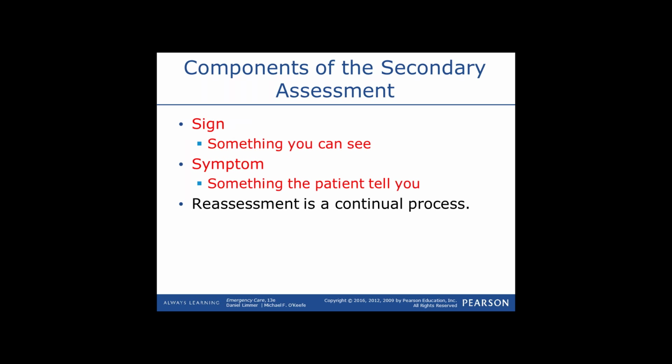So two pieces of this. Signs are something you can see, right? That should be self-explanatory. Symptoms is something they tell you. Chest pain is not a sign, okay? Levine's sign is a sign of chest pain. Make sense? Hand clenched over the chest. Okay? Signs something you can see. Symptoms is something that they tell you.